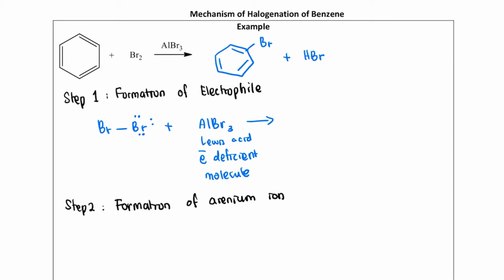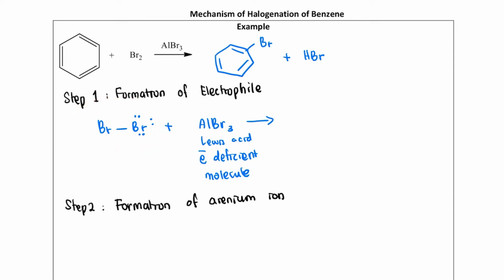Okay. Right, so kita tengok step 1. Step 1 involve the formation of electrophile. Okay, so before this saya ada explain dekat kamu AlBr3 is a Lewis acid, Lewis acid catalyst actually. Apa yang Lewis acid catalyst ni buat adalah it will help to polarize this bromine molecule.